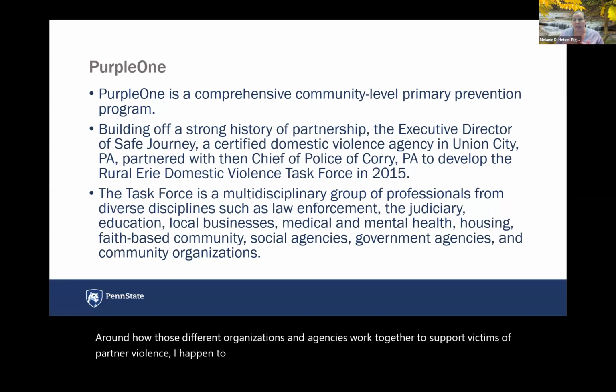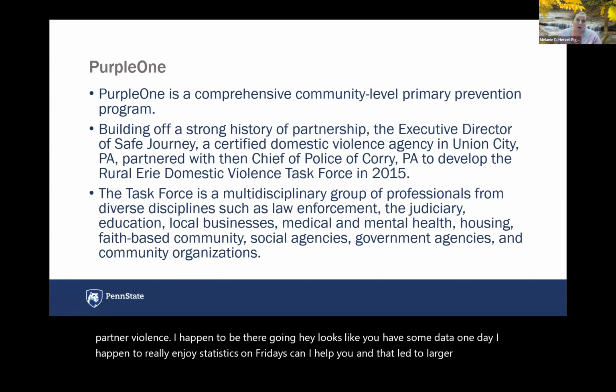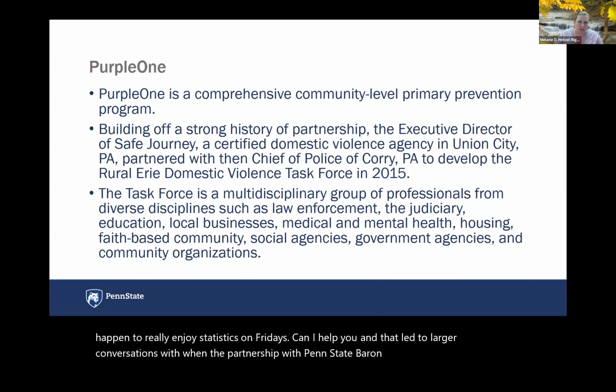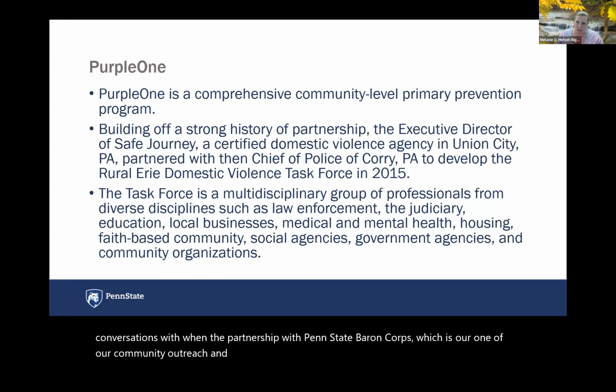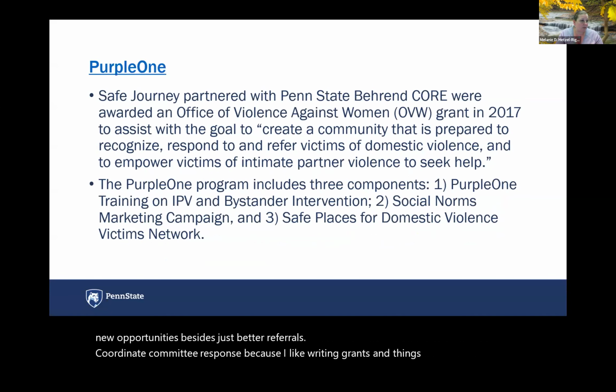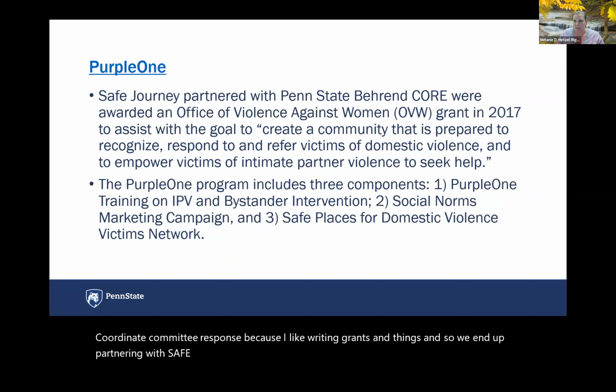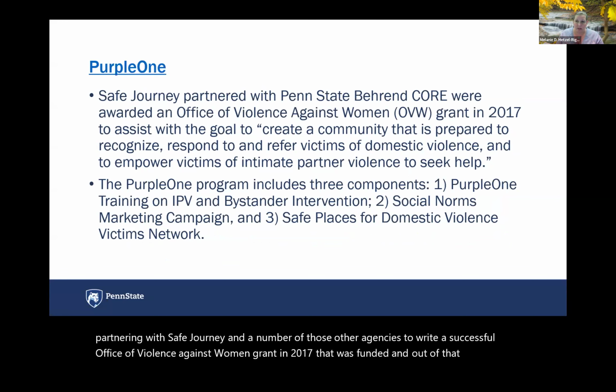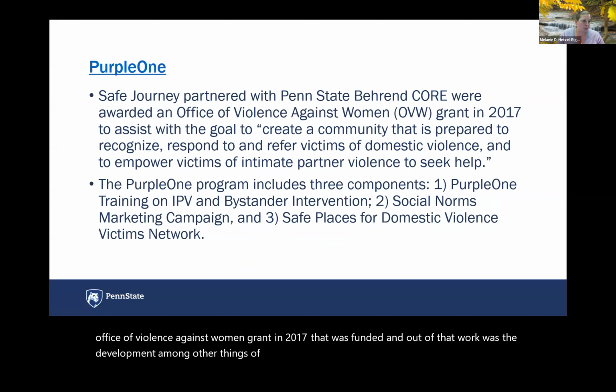I happened to be there going, hey, looks like you have some data one day. I happen to really enjoy statistics on Fridays. Can I help you? And that led to larger conversations with the partnership with Penn State Behrend CORE, which is one of our community outreach and research institutes here at Penn State Behrend, and led to some potential new opportunities besides just better referrals and coordinated community response, because I like writing grants and things. So we ended up partnering with Safe Journey and a number of those other agencies to write a successful Office on Violence Against Women grant in 2017 that was funded. And out of that work was the development, among other things, of this primary prevention program.